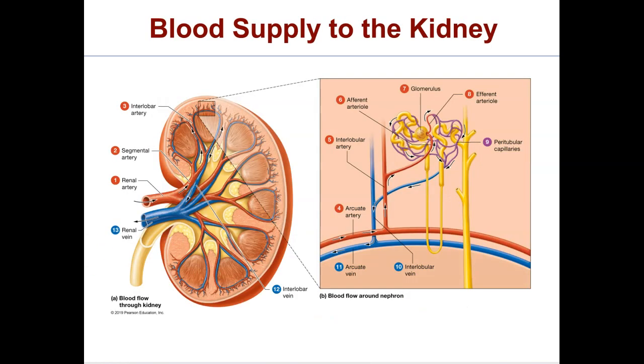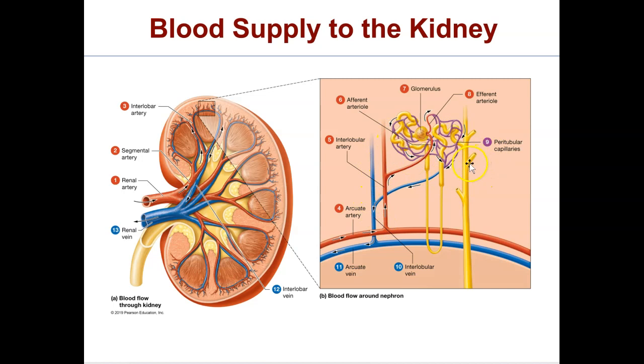Now we're going to go to this picture so we can see this a little better. And as we come out, again, this is from your book, you can see segmental or lobar, interlobar, excuse me. And then we have our arch, right? That's at our boundary between our medulla and our cortex. And then it's really hard to see the interlobular. So we go to this view, we see the interlobular.